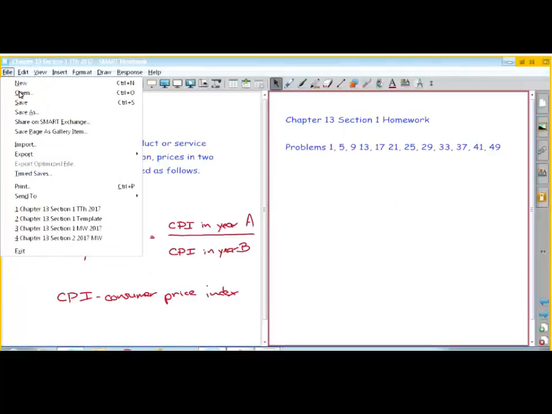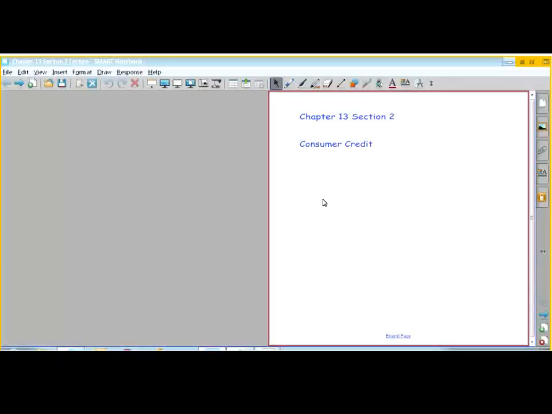Okay, so the second section we're going to talk about is consumer credit. So we're going to talk about loans, installment loans, and credit cards, and the amount that you pay in interest.